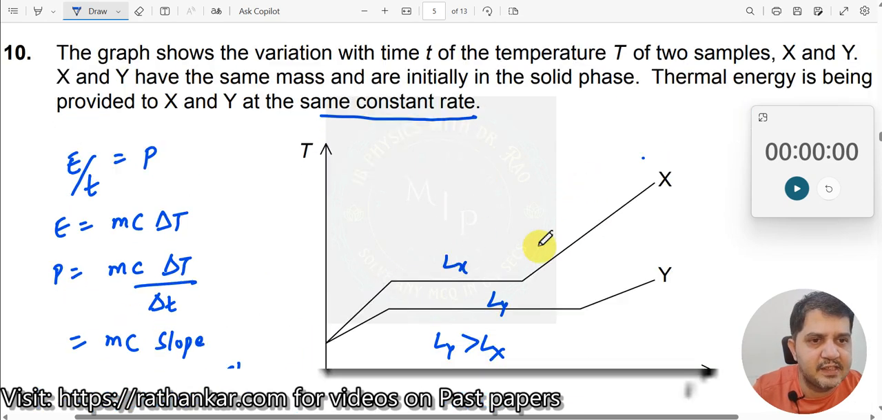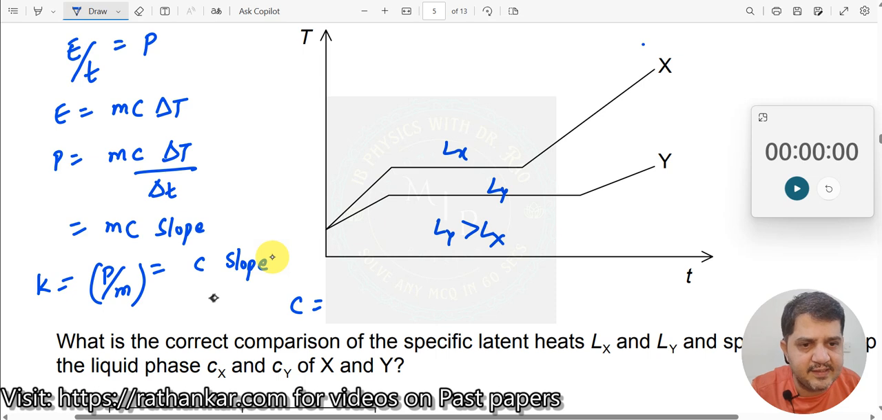See, mass is also constant over here. Two samples X and Y, same mass over here. So, mass is also same. So, therefore, I can now write this as C is equal to K divided by slope. Now, let us look at the slopes here.